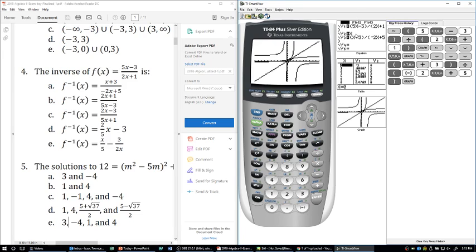Graph the function, graph y equals x, and then graph each one of these until you figure out which one has a line of symmetry at y equals x.